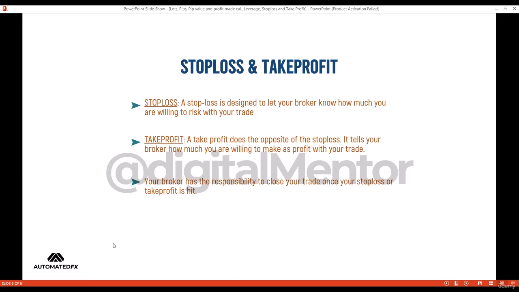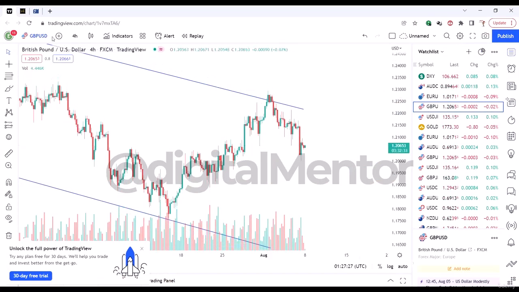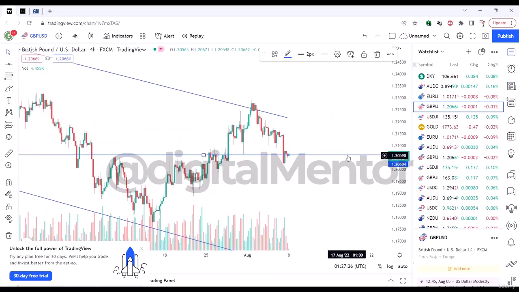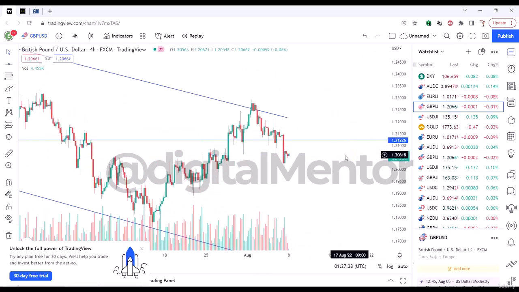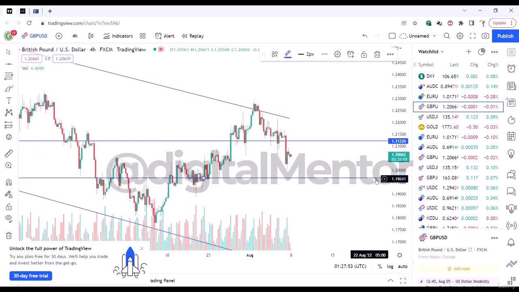So let me just use TradingView again for example, and let me just create a line. So as you can see, this is our current price. Our current price is 1.20662. Now we have this horizontal line here, and we have this other horizontal line here.